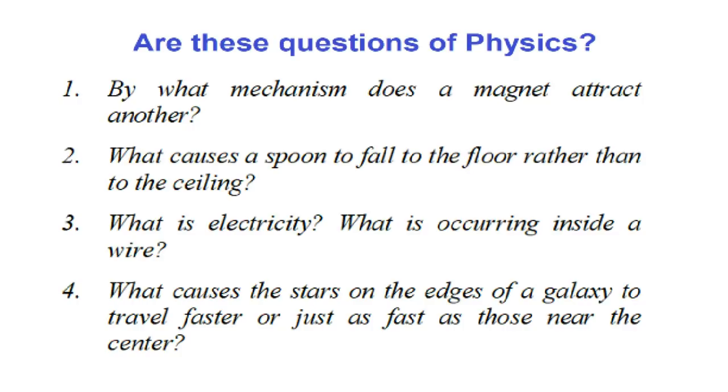And here you have one. By what mechanism does a magnet attract another? Is this an issue of physics? Does physics deal with this issue at all? What causes a spoon to fall to the floor rather than to the ceiling? You would think it's a question of physics. I mean, I think it is. I don't know about you, but you got to think about this.